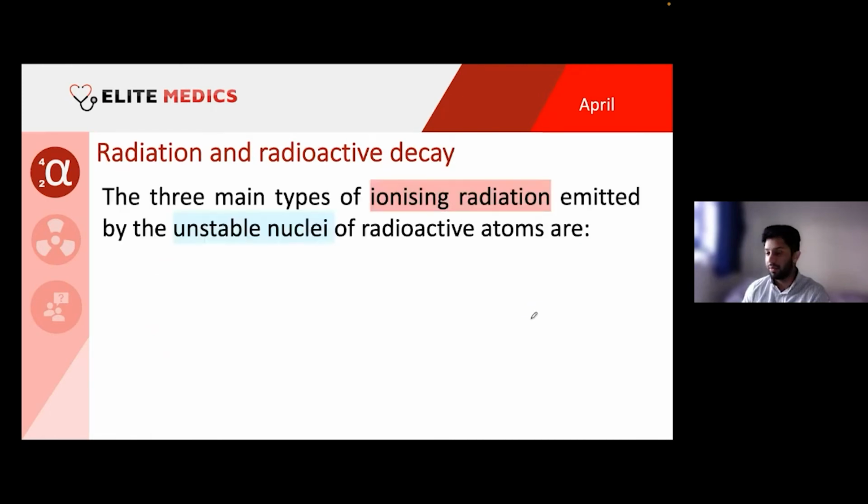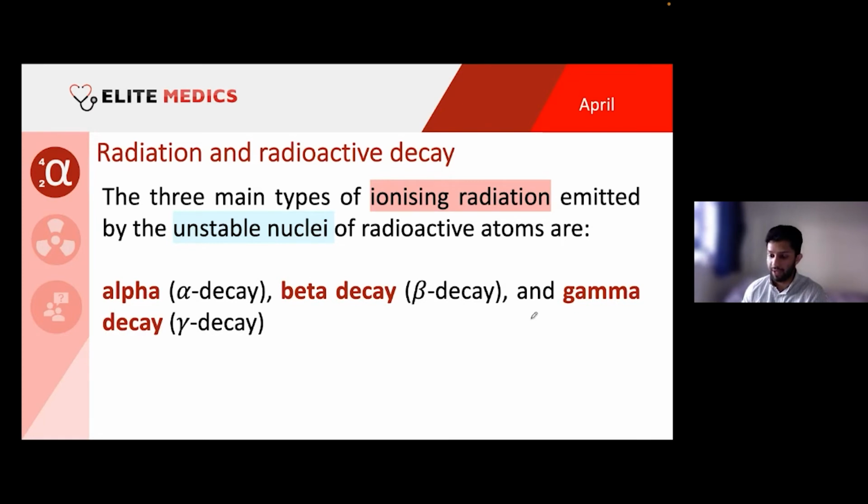Okay, so the 3 main types of ionizing radiation emitted by the unstable nucleus of a radioactive atom is alpha decay, and this is the symbol for alpha. I tried to draw it out earlier, but it might have just looked like a little bit of a scribble. And this is a beta decay, so very similar looking to a capital B itself. And gamma decay, so gamma, easiest to just draw like that. Okay, so alpha decay, beta decay, and gamma decay.